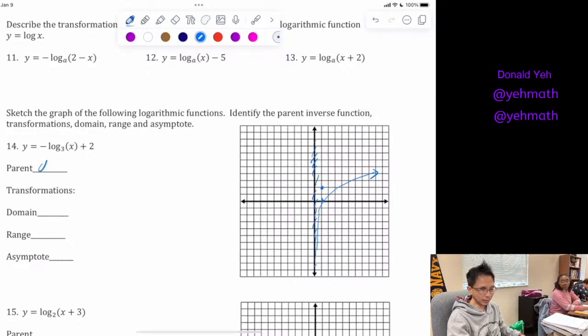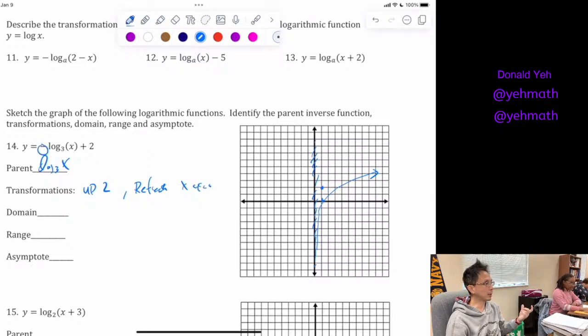So this is a log 3 of x. Transformation is up 2, and reflect across the x-axis. Why? Because this is negative. Think about x squared. If you have negative x squared, it's going to be reflecting across the x-axis. And it's moving up 2, and it's reflecting, so the asymptote is going to be this way. I don't know where it's going to intersect the y-axis, but it should be like this.